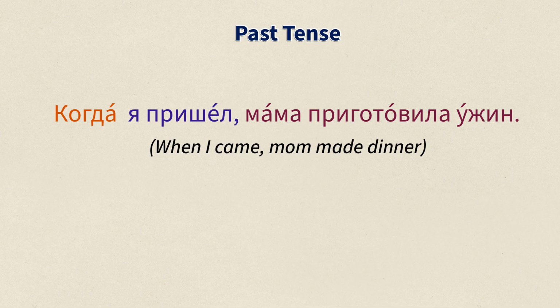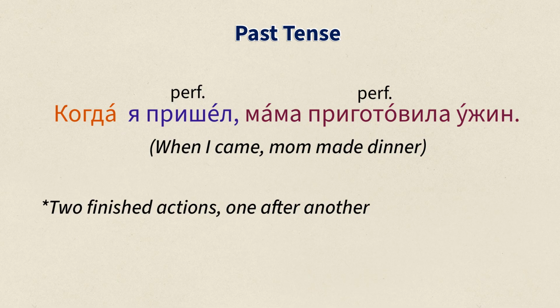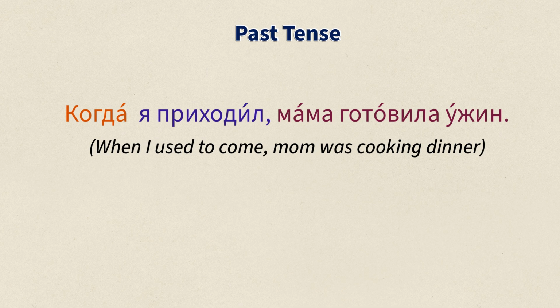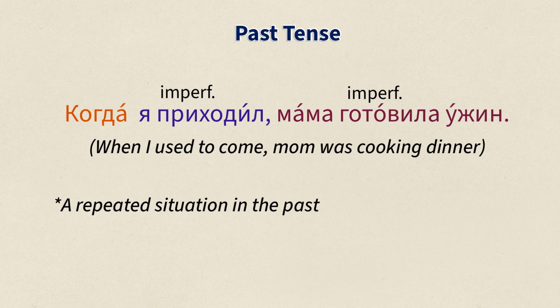Когда я пришел, мама приготовила ужин. Both verbs are perfective, and they show two finished actions, one after another. Mom finished cooking after I came. This is not background, but two separate completed events happening one after another. One more example. Когда я приходил, мама готовила ужин. Both verbs are imperfective and they show a repeated situation in the past.